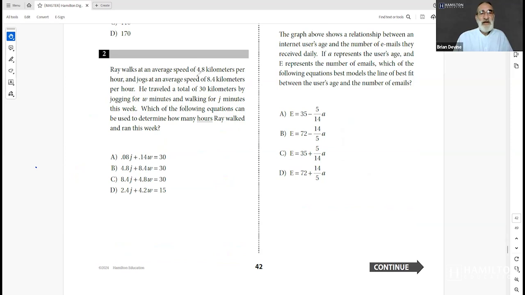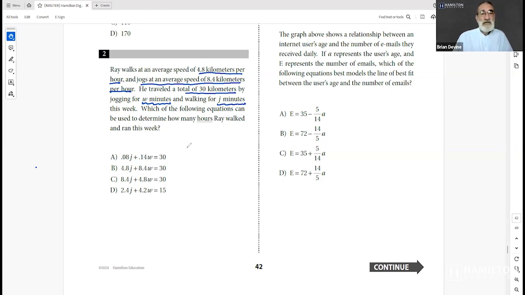Question 2. Ray walks at an average speed of 4.8 kilometers per hour, and he jogs at an average speed of 8.4 kilometers per hour. And he went a total of 30 kilometers by jogging for W minutes and walking for J minutes. Which of the following equations can be used to determine how many hours Ray walked and ran this week?